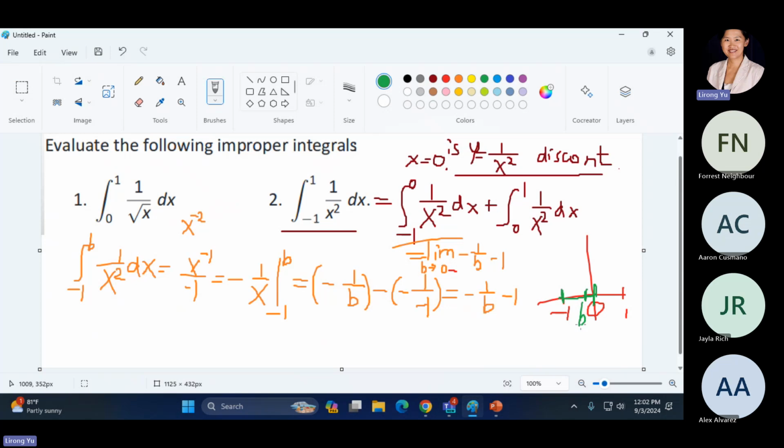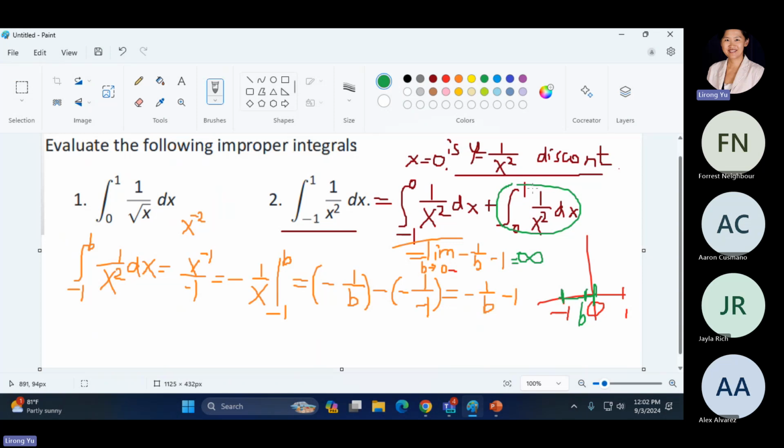So b is really approaching 0 from the negative side. So b itself is a negative number. b is a really small number, almost 0, but it's negative. So 1 over a negative number is negative. But the negative of a negative is positive. So that is a positive infinity. So it's positive infinity minus 1. You might have been going over this negative positive thing. So this entire thing actually equals infinity.